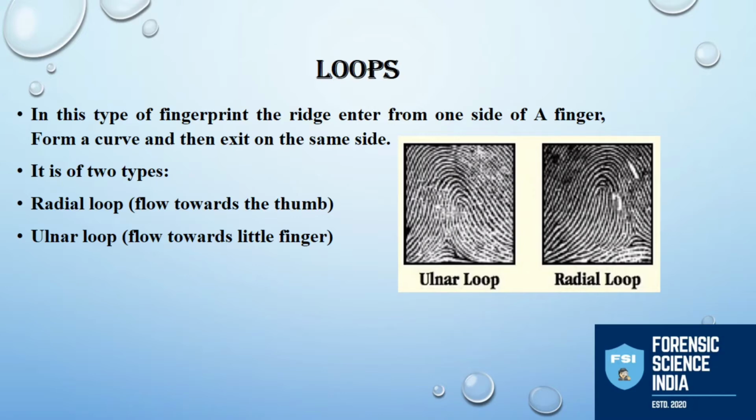You can see this practically as well, if you are able to differentiate the fingerprint patterns that are present on your fingers. You can see the loop pattern, and you can see the opening of the entry and exit of the loop pattern. That is the flow of the pattern, that is, whether the flow is towards the thumb side or whether the flow is towards the little finger side.